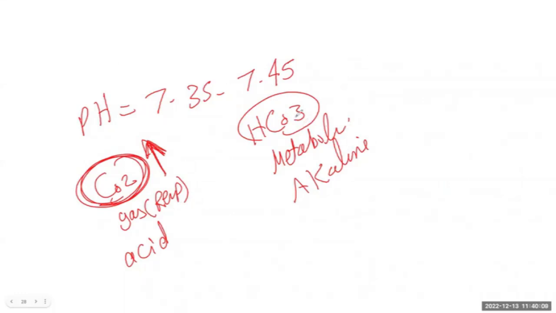What about if bicarb accumulated in the body? What will happen? Metabolic alkalosis. What if the kidney removed much bicarb from the body? What will happen? Metabolic acidosis. Clear now? So, carbon dioxide will lead to respiratory problem. Bicarb will lead to metabolic problem. Remember, carbon dioxide is an acid. Bicarb is an alkaline material.